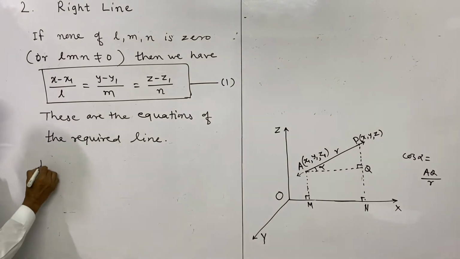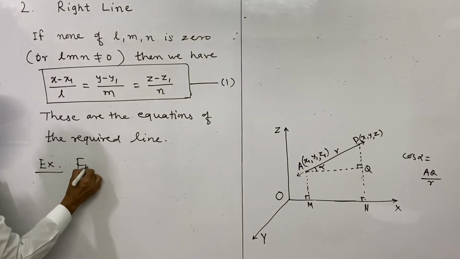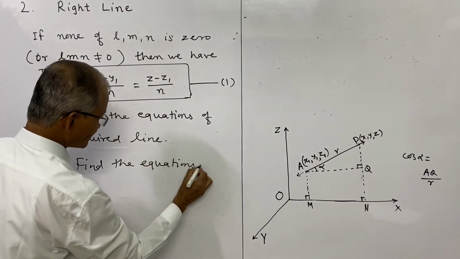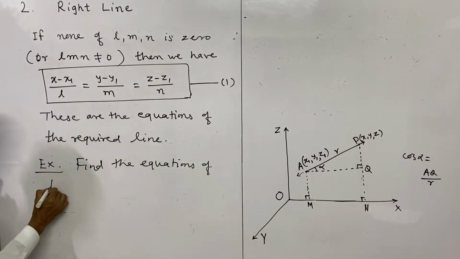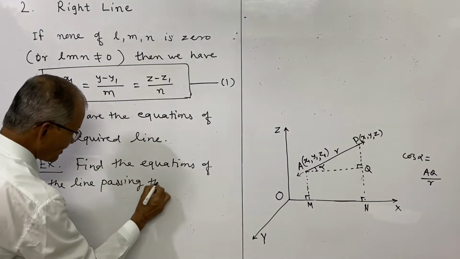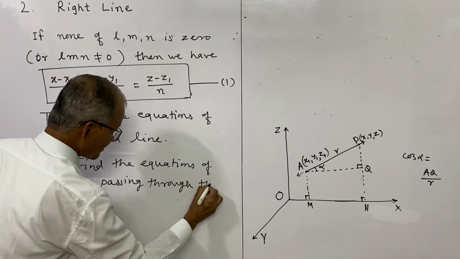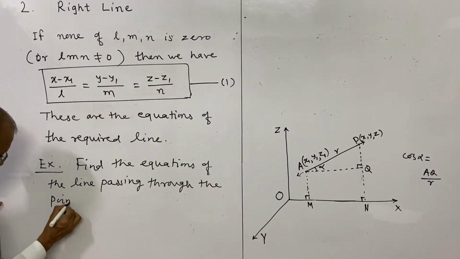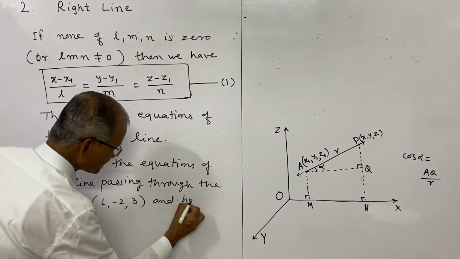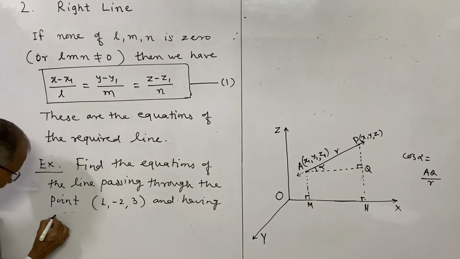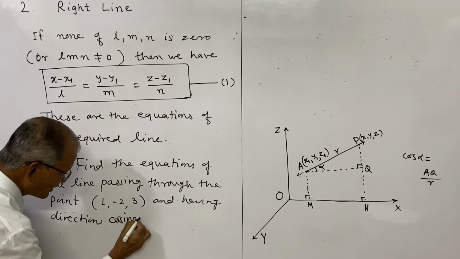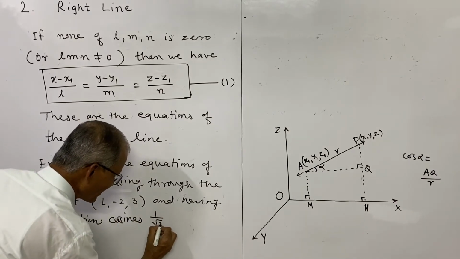Or for example, if we have to find the equations of the line passing through the point, say (1, -2, 3), and having direction cosines. Direction cosines we will consider equal.